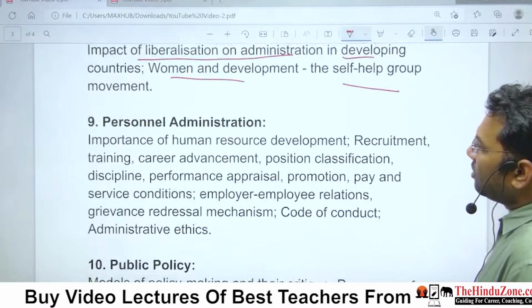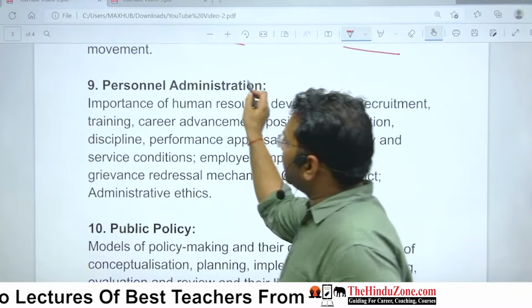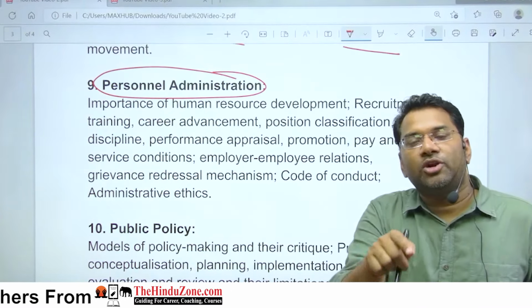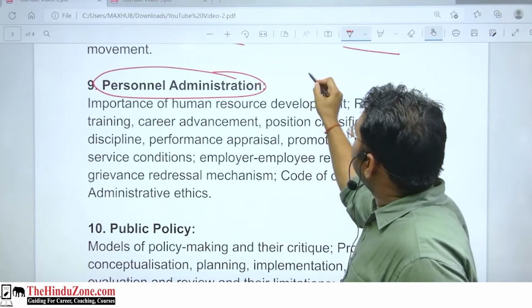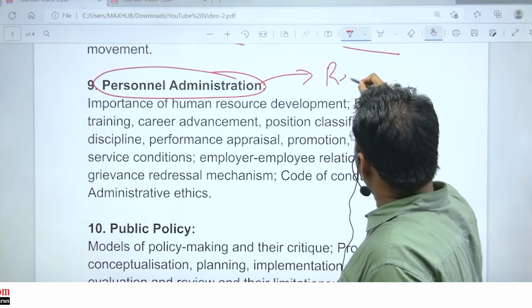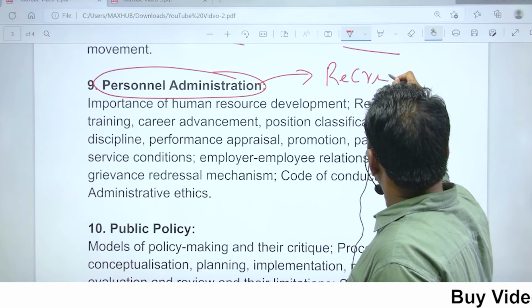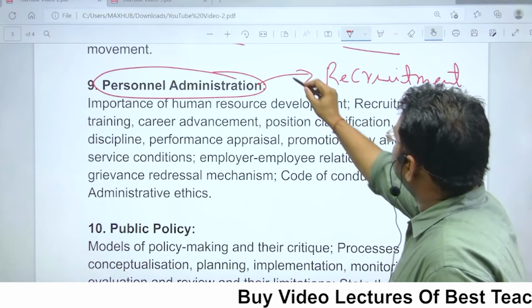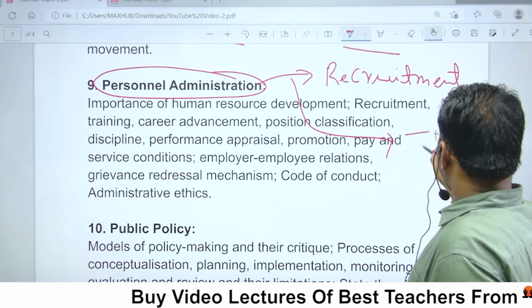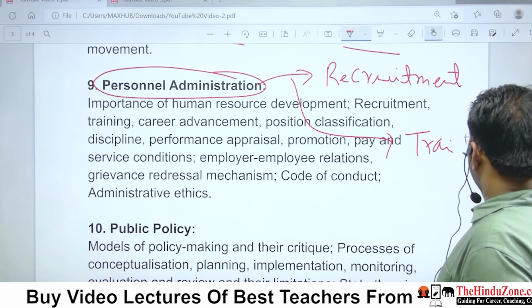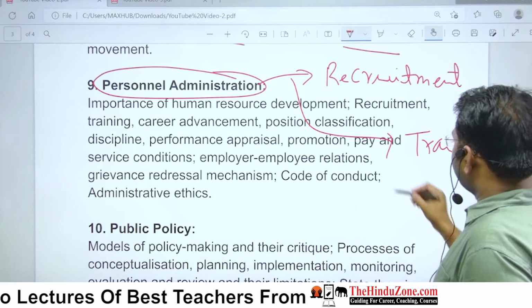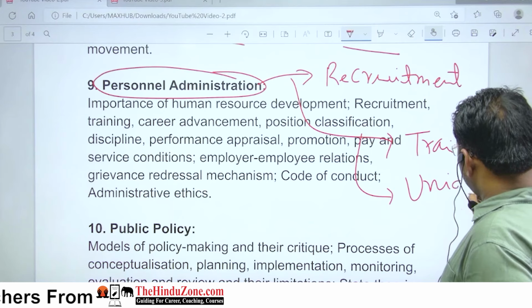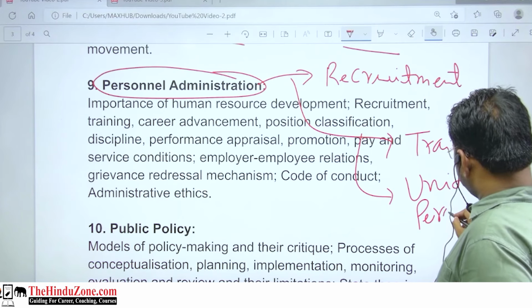Then we have the personnel administration. अब personnel administration में क्या है? Personnel administration, that means it is particularly dealing with the civil servants. So इसमें हम recruitment की बात करेंगे, how the recruitment is taking place, right? Recruitment. Then we will talk about the training. Then we will talk about the Union Personnel Ministry.